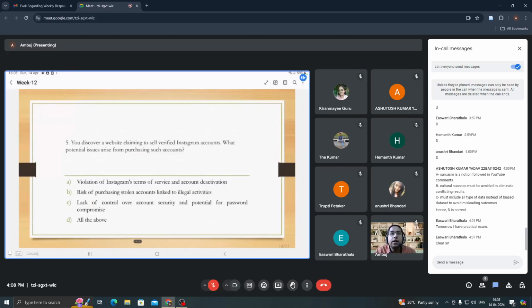You discover a website claiming to sell verified Instagram accounts. What potential issues arise from purchasing such accounts? A: Violation of Instagram terms of service and account deactivation. B: Risk of purchasing stolen accounts linked to illegal activities. C: Lack of control over account security and potential for password compromise. Or D, all of the above. What would be correct? Try to answer.